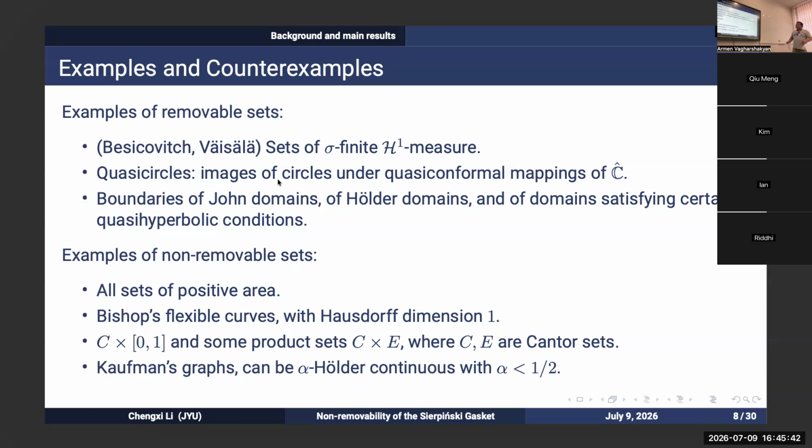For the examples of removable sets, in what sense removable? Of course, this is a little rough. Mostly, I think it's quasi-conformally removable. Quasi-conformal, yes, and some are Sobolev removable, because quasi-circles are quasi-conformally removable.